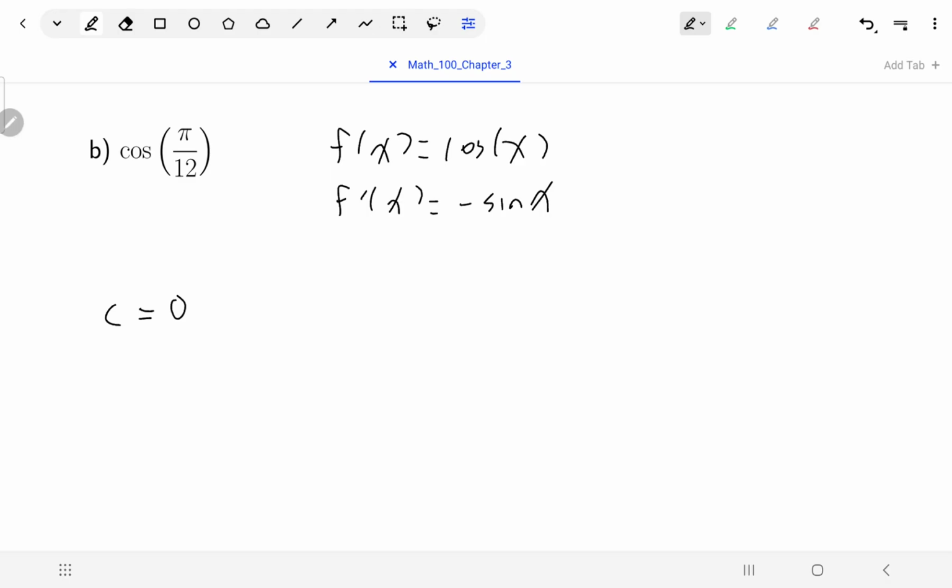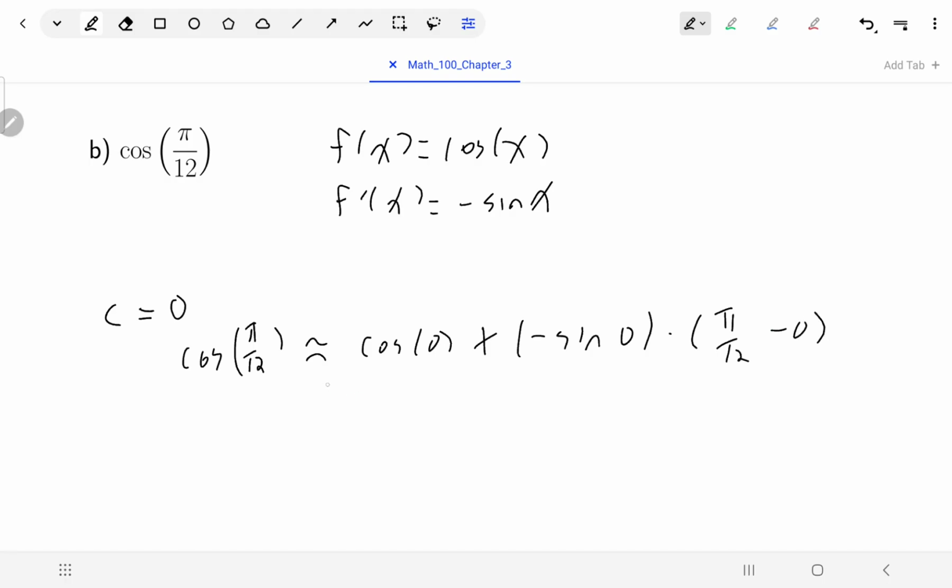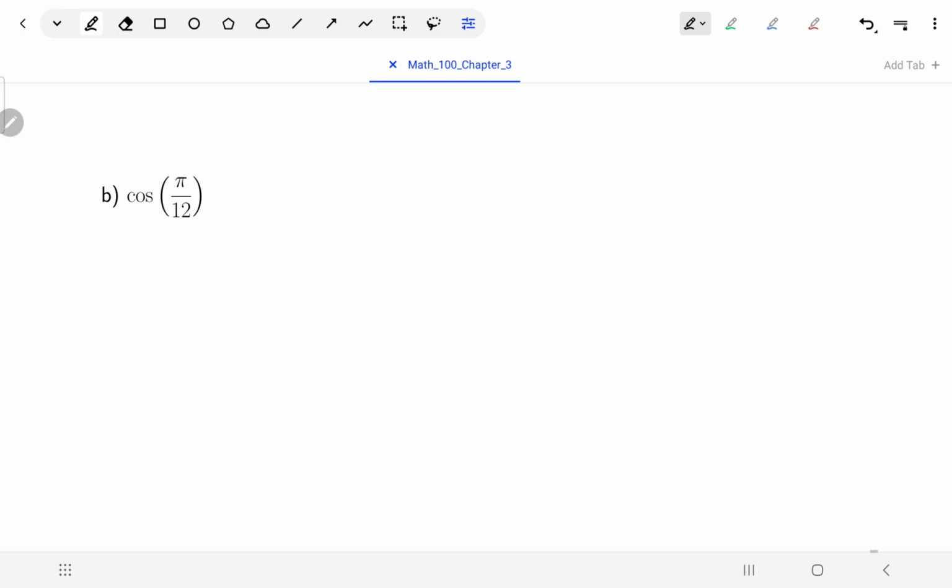Why not? So in this case, I would find that cosine of pi over 12 is approximately equal to f of c, which is cosine of 0, plus f prime of c, negative sine of 0, times x minus c, pi over 12 minus 0. And cos of 0 is 1, and we'll wind up with plus 0 times pi over 12, which is 0. So we wind up with 1 as our approximate value for cosine of pi over 12.